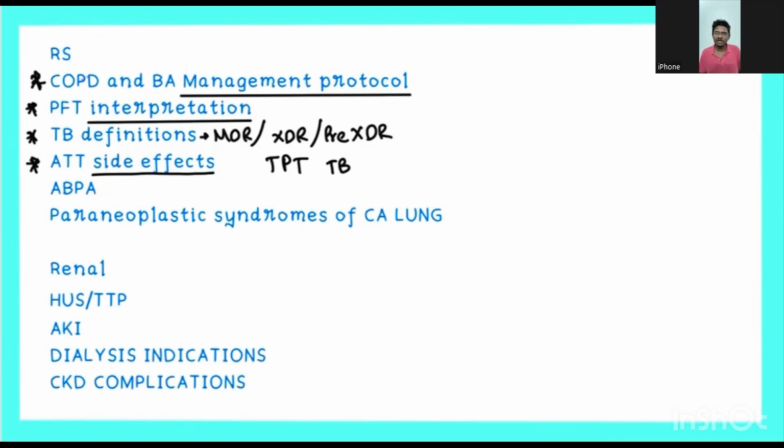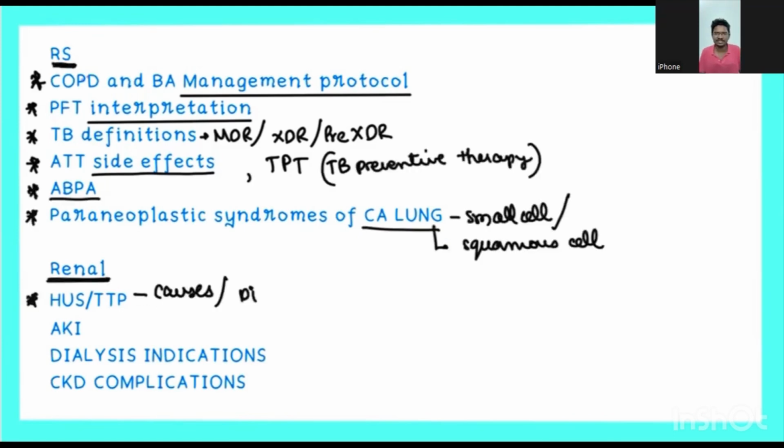Next are paraneoplastic syndromes, mainly in the lung cancers. What paraneoplastic syndromes are possible in what malignancy? Like squamous cell cancer causes hypercalcemia due to PTHrP, and all the other paraneoplastic syndromes are caused by the small cell cancers. What are the possible paraneoplastic syndromes? This you should be knowing.